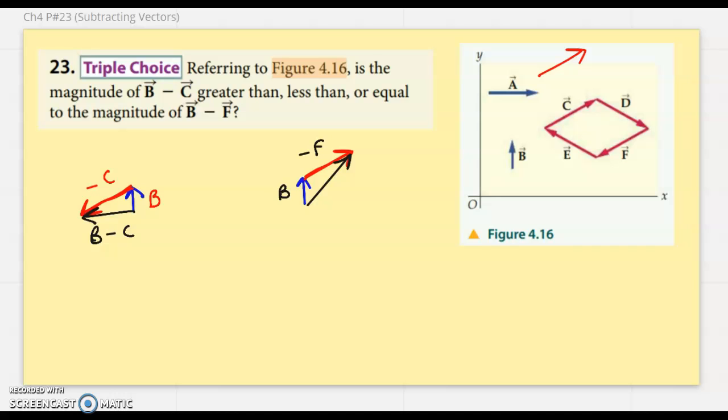Versus, see, B is straight up, and negative C anyway has a component that goes down and a component that goes over. Well, right there, you're getting a lot of canceling. And consequently, you can see that B minus C is very small compared to B minus F. So B minus C is less than.